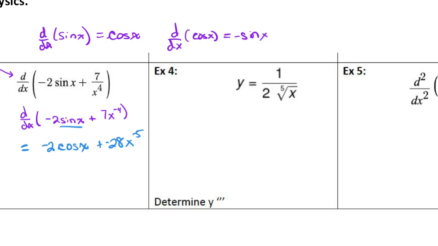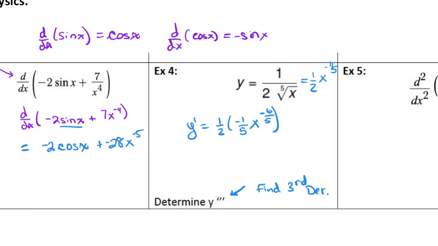Example 4 is getting a little silly. 3 little tick marks. That means find the third derivative. So find the third derivative. Find the derivative 3 times. Oh my goodness. So let's first do algebra. Rewrite this as 1/2 x to the negative 1/5 power. y prime equals 1/2, and the derivative is going to be negative 1/5 x to the negative 6/5. All right, that's the derivative.